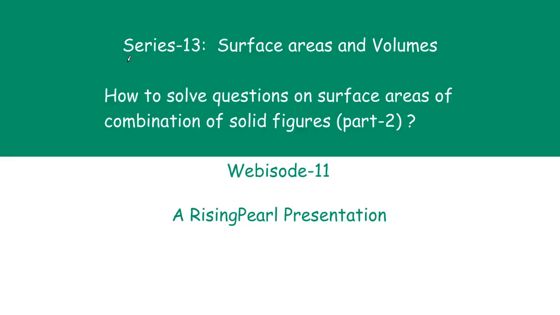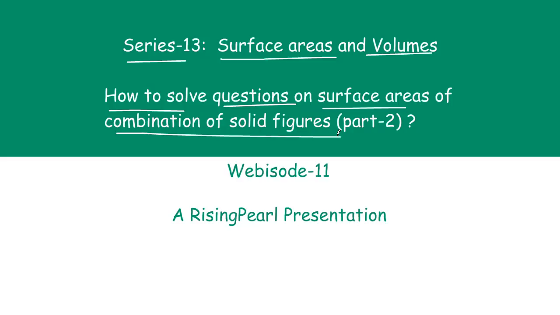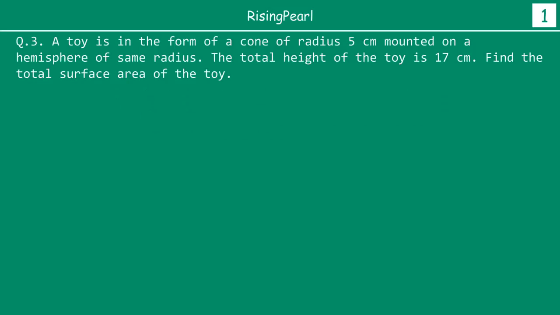Today we are talking about series 13 where we're learning a great deal on surface areas and volumes. This is webisode number 11 and today we are going to find out how to solve questions on surface areas of a combination of solid figures. This is part 2. In part 1, the last webisode, we started. So let's take a look at some more questions in this webisode.